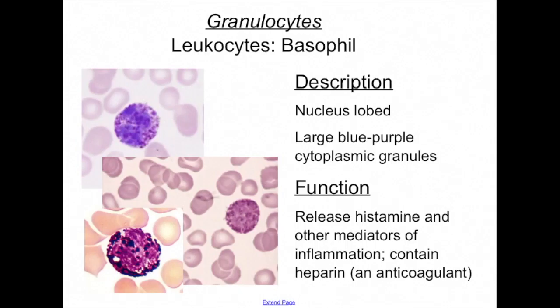The function for this is to release the histamines and other mediators of inflammation, which also contain heparin, which is an anticoagulant. Here on the right, we can see the different variations underneath the microscope. You can see sometimes you can't even see the nucleus because it's so heavily granulated. So if you cannot see the cytoplasm and it is very dark and huge, you are probably looking at a basophil.